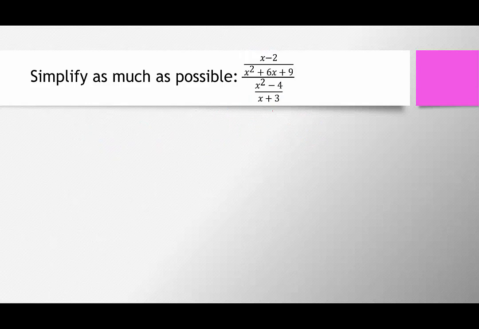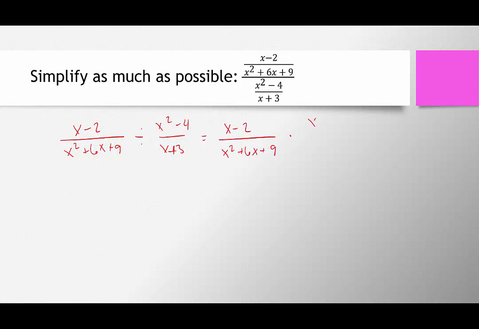In this next example, we still only have one term, so this is good news. We can immediately rewrite the fraction bar using the division sign. That would be (x minus 2) over (x squared plus 6x plus 9) divided by (x squared minus 4) over (x plus 3). Now that I've rewritten it as more arithmetic looking division, I can invert and multiply. So (x minus 2) over (x squared plus 6x plus 9) times (x plus 3) over (x squared minus 4).